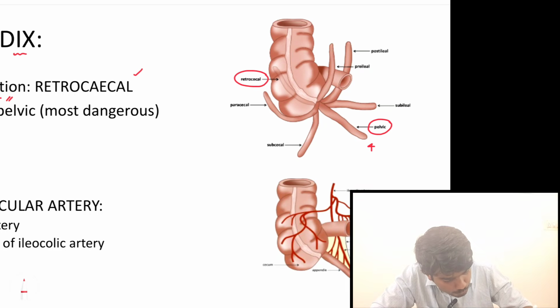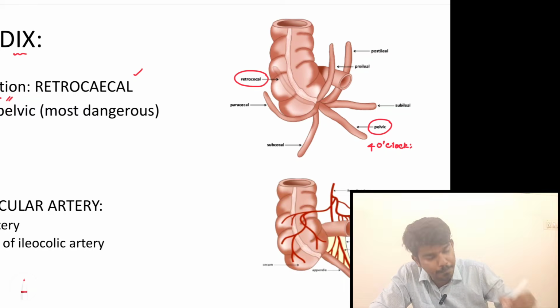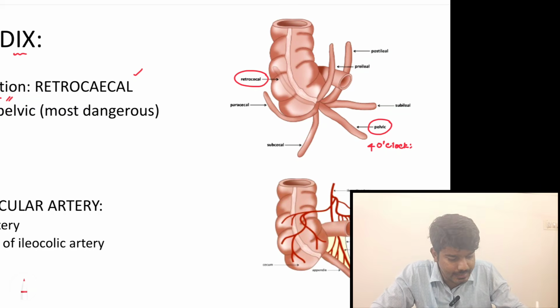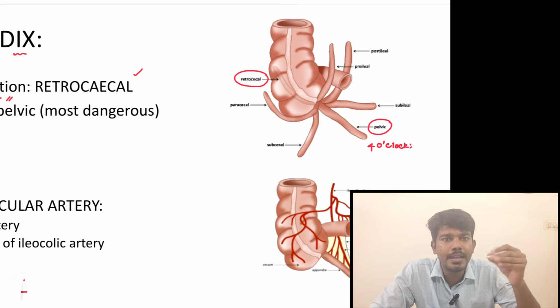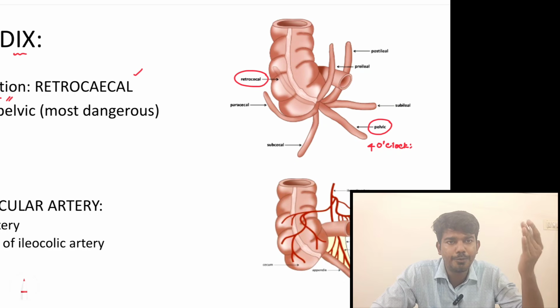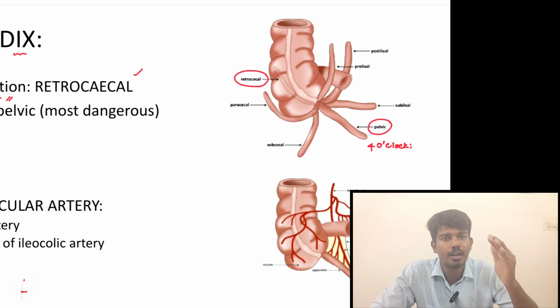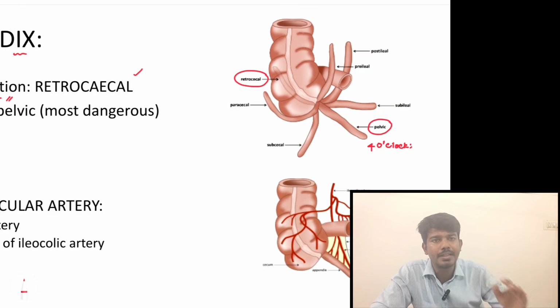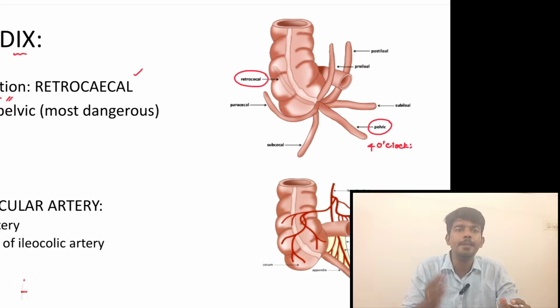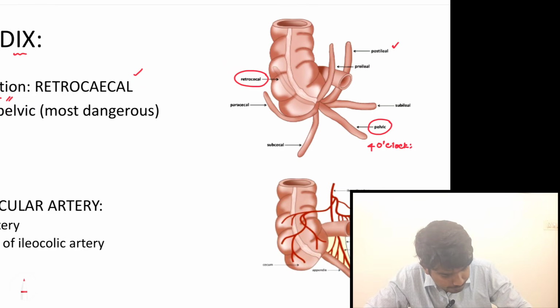It is located at the 4 o'clock position. This pelvic type is the most dangerous type. Apart from that, it can be either pre-ileal or post-ileal. If it is present before the ileum, anterior to the ileum, it is pre-ileal. If it is present behind the ileum, it is called post-ileal.